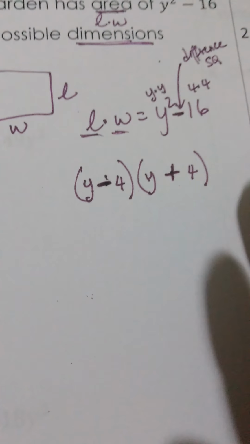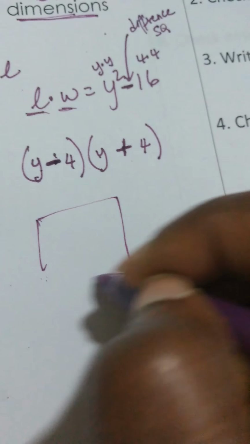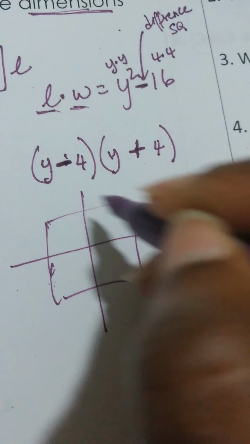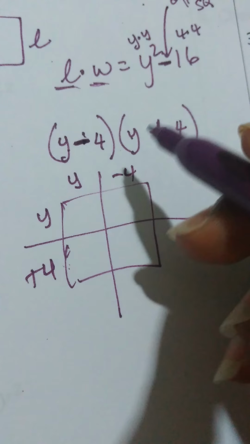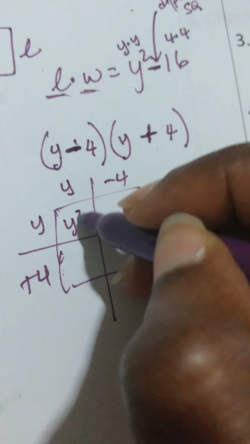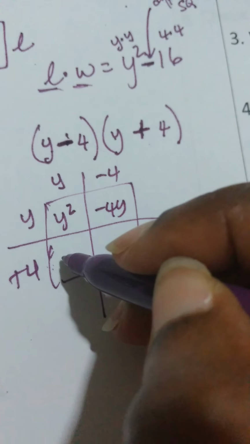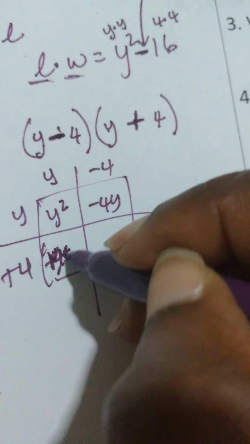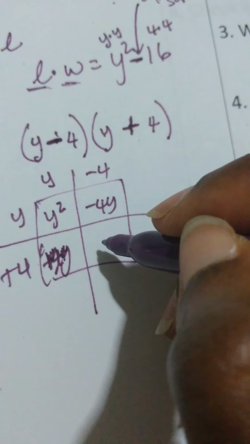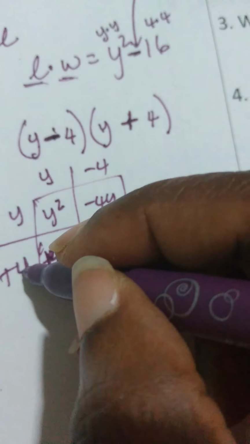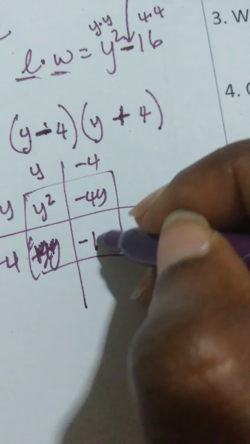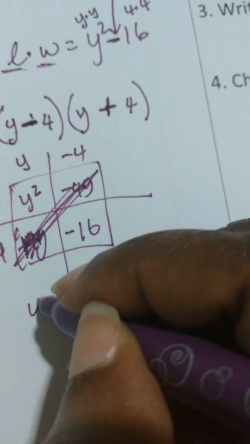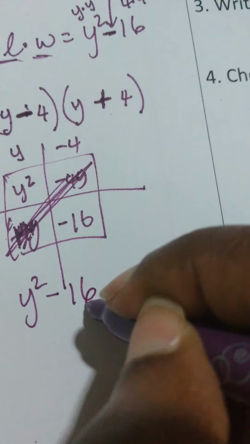So again, let's go ahead and just quickly do our box method. We have y minus 4, y plus 4. y times y is y squared, minus 4y, plus 4y, and 4 times negative 4 is negative 16. These two terms cancel out because it's a positive and negative 4y. So I'll have y squared minus 16.